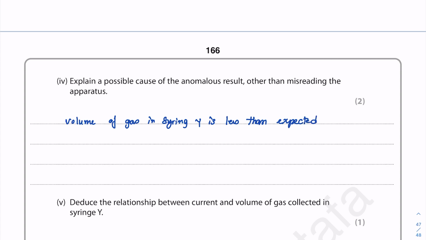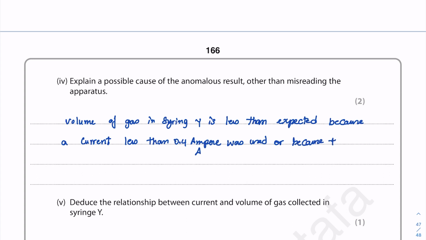Either حصل ايه؟ Either because a current less than 0.4 ampere was used, or because حصل leakage, because of leakage يعني there was gas leakage كان في تسريب للغاز.